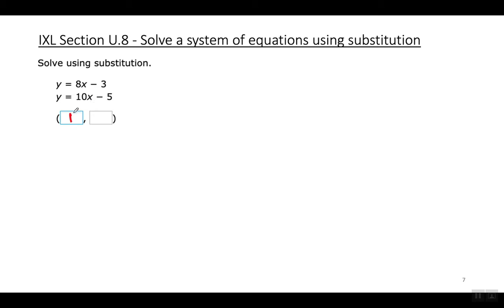x equals 1. So now I could plug it into either equation to solve for y. Let's put it on the top one.